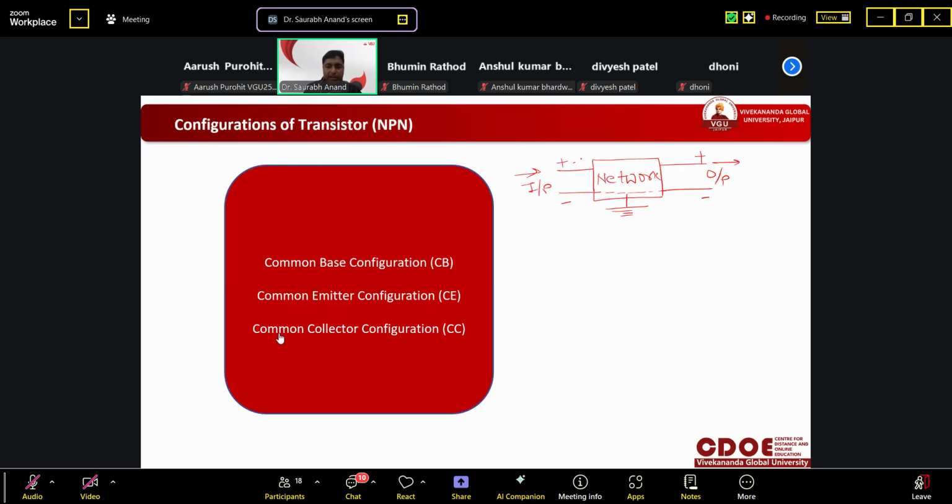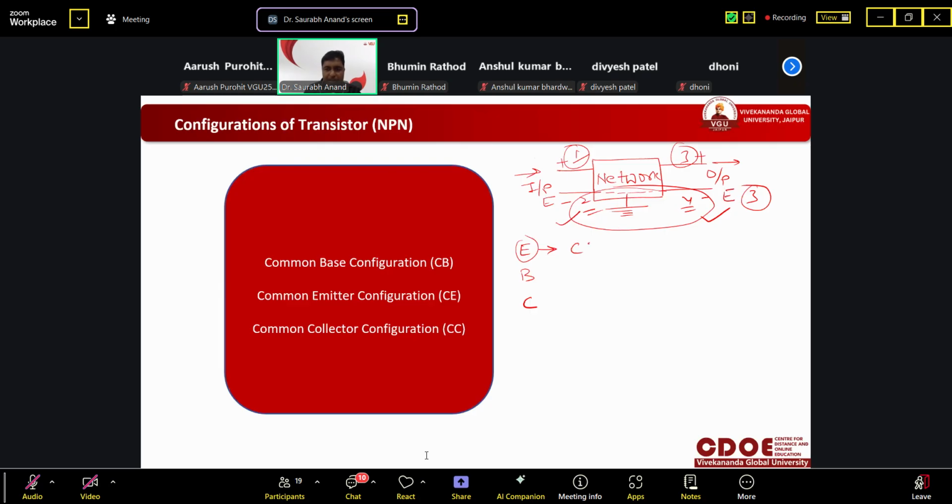So one, two, three, and four lines are required. But we have made two and four common, right? So how many lines are required? One, two, and three. Three lines means three terminals are required, in which this terminal and this terminal should be common. Similarly, in case of transistor, we have emitter, base, and collector. If we use emitter here, it will be emitter, it will also be emitter.